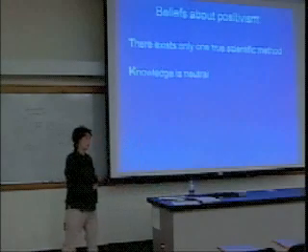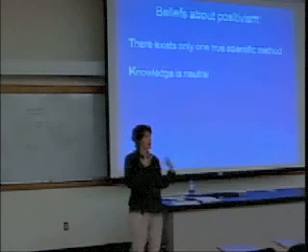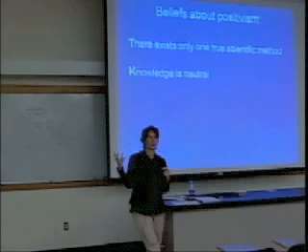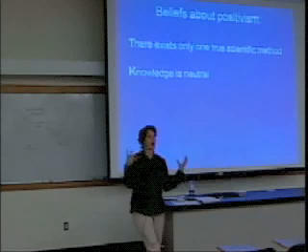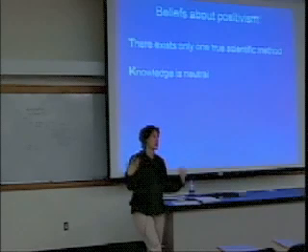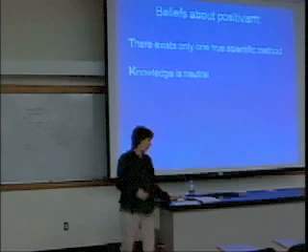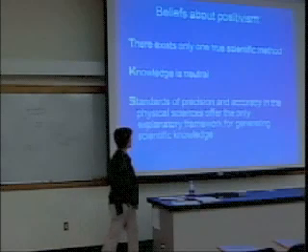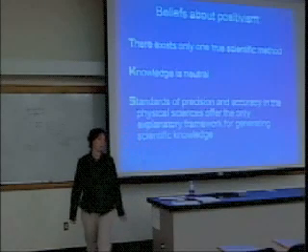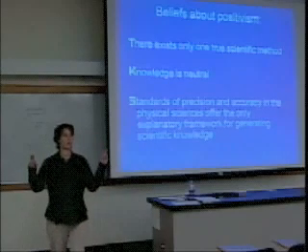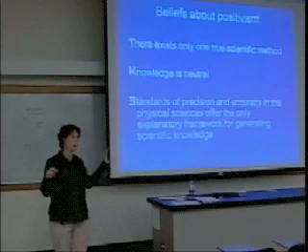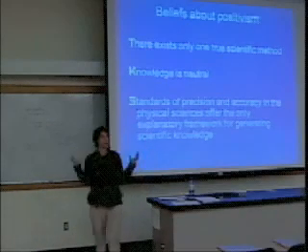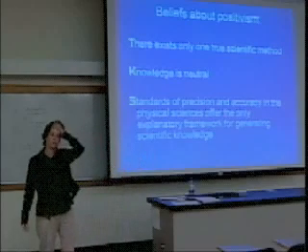The second is that knowledge is neutral. And this comes back to that issue of my favorite word, replicability. That one person can produce the same results. There's a neutrality in the knowledge. Knowledge is separate from the process that produced it. The final issue is that the standards of precision and accuracy in the physical sciences offer the only explanatory framework for generating scientific knowledge. We cannot do science of people in the original conceptualization of positivism. We can measure physical phenomena, but human phenomena is more difficult to measure.